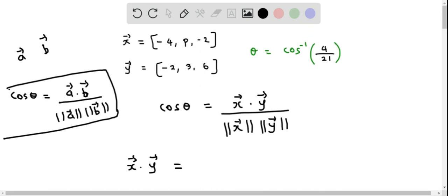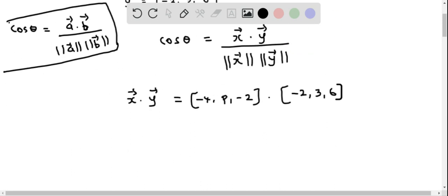And this equals, let's replace x vector by negative 4, p, and negative 2. And this must be dot with y vector, which is negative 2, 3, and 6. And in dot product, we find the product of the corresponding components and add them together. So it is negative 4 times negative 2 equals positive 8. We then add this with the other products, that is p times 3 is 3p. We then add this with the last product, that is negative 2 times positive 6 is negative 12.